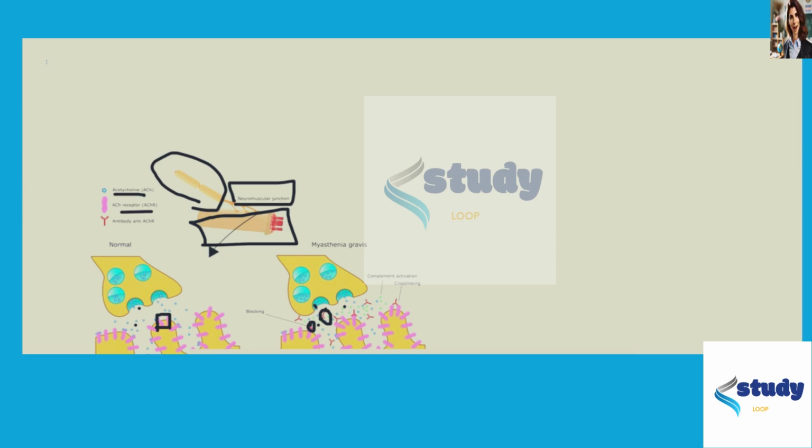C states that the body produces antibodies against receptors in muscle, which prevents acetylcholine from binding and completing nerve signal transmission. Yes, that is true. So that sounds like the correct answer. And D states that the body produces antibodies against acetylcholine. So once again, that's incorrect.